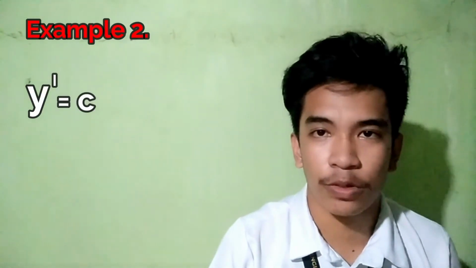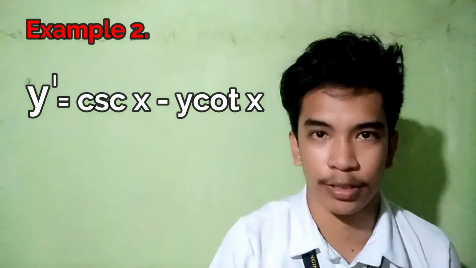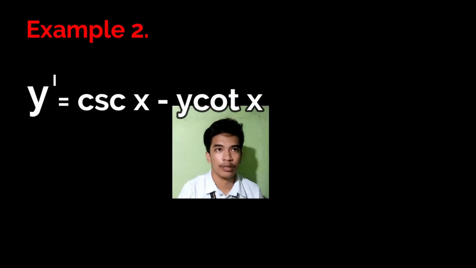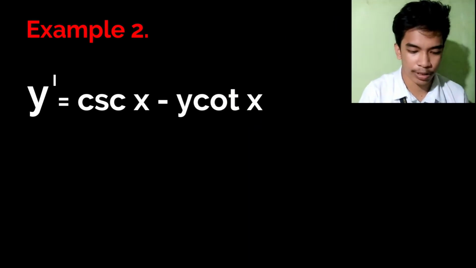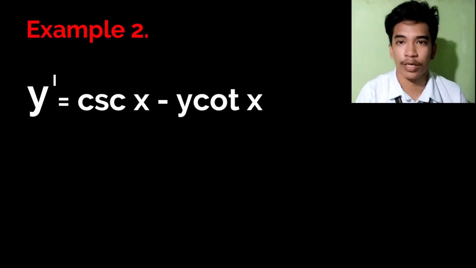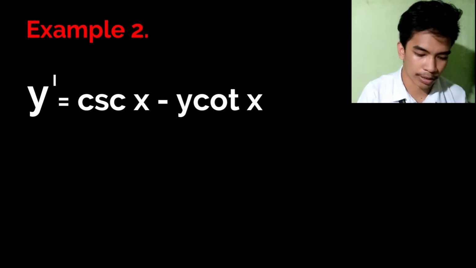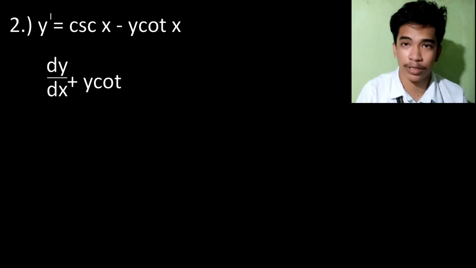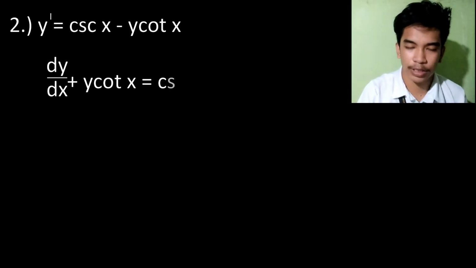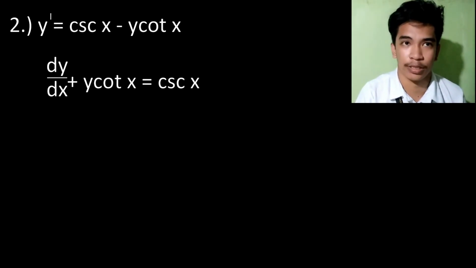So here's another example of a linear differential equation. This example is from exercise 12, number 3. The problem is y prime equals cosecant x minus y cotangent x. So first, ayusin muna natin siya sa kanyang standard form, which is yung y cotangent x, ililipat natin, magiging positive. dy over dx plus y cotangent x equals cosecant x na siya.